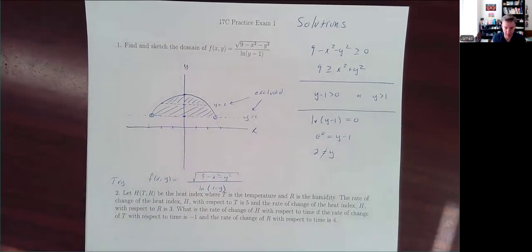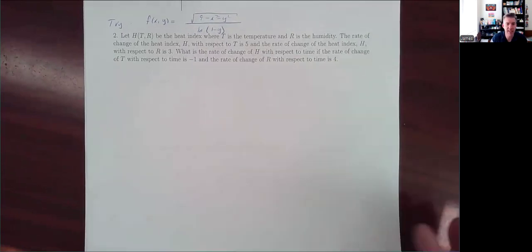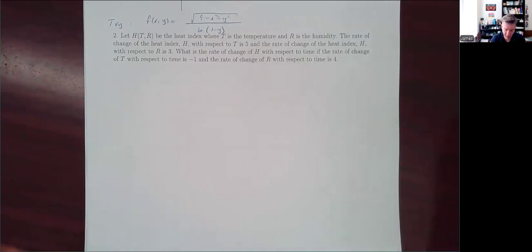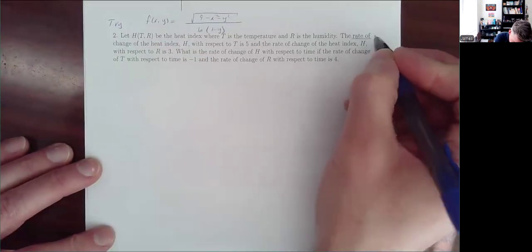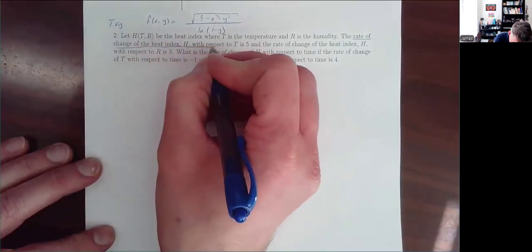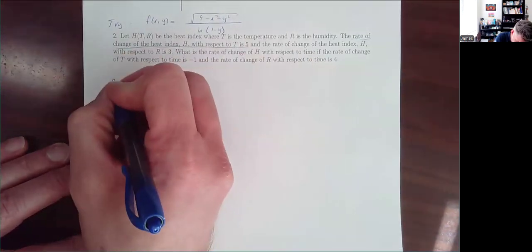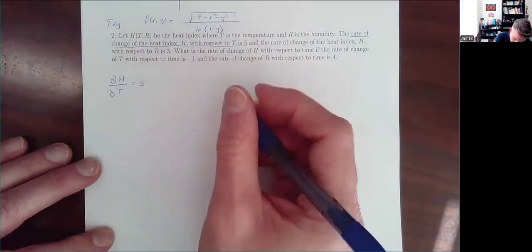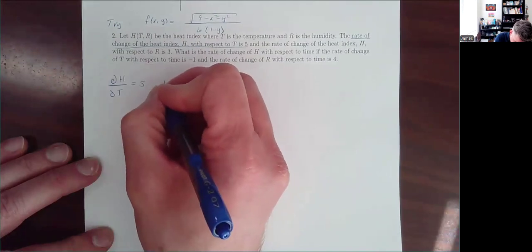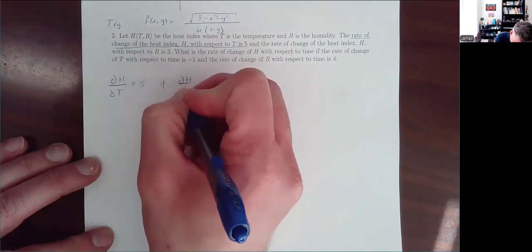All right, let's do the second question here. Let h of t, r be the heat index where t is the temperature and r is the humidity. The rate of change of the heat index h with respect to t is 5. So when I read that, the rate of change of the heat index h with respect to t is 5. So that's telling me that del h del t is 5. And the rate of change of the heat index h with respect to r is 3. So del h del r is equal to 3.